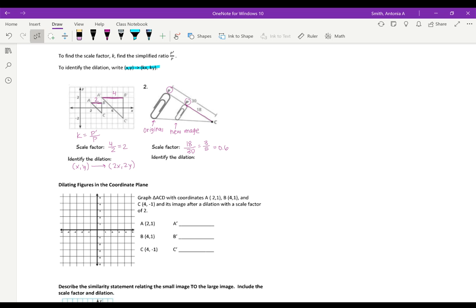Now what we want to do is identify the dilation. So how are we getting from that bigger paperclip to that smaller paperclip? Well, we're taking every point x comma y, and we are multiplying it by that 0.6. So 0.6x, 0.6y. Okay, so this is not an enlargement, this was a reduction. It didn't ask us to find that, but because that scale factor is less than 1, we have a reduction. Because the original scale factor, for example 1, was bigger than 1, we had an enlargement.